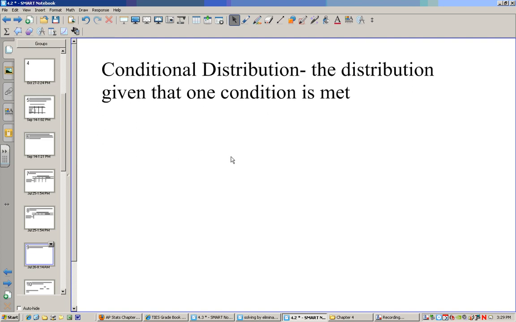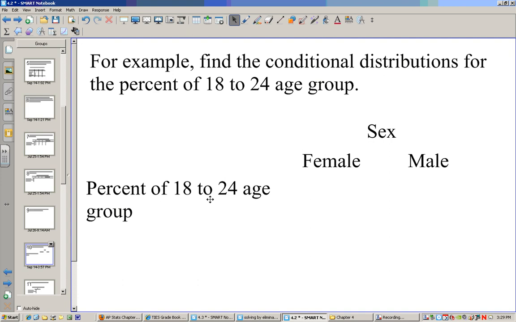The next thing we should do is conditional distribution. It's the distribution given that one certain condition is met. So in this situation, we're talking about only the percent of people who are 18 to 24 years old. And we want to figure out, of this group, what percent is female and what percent is male.